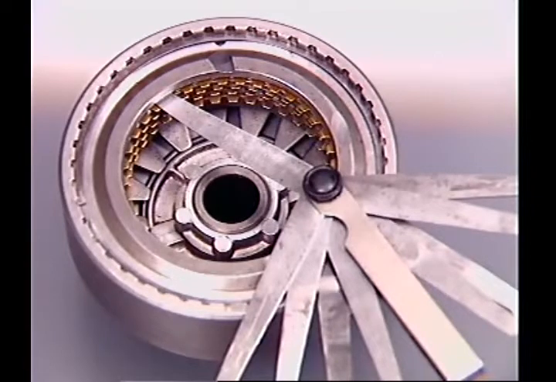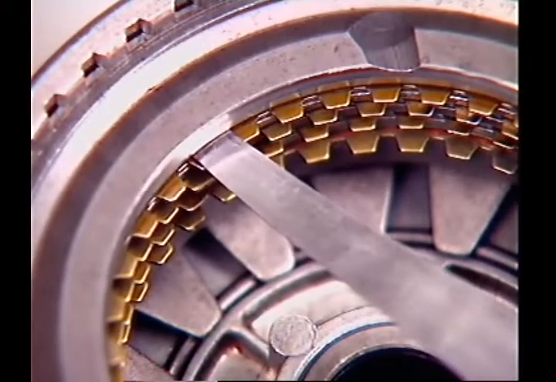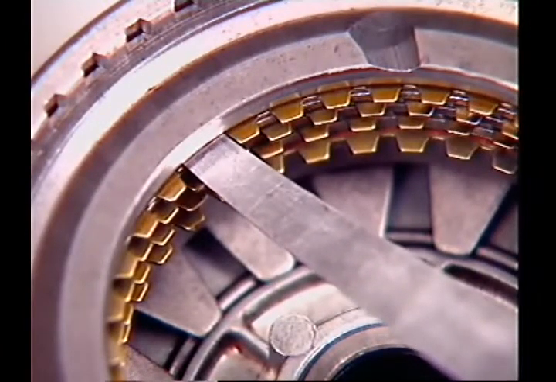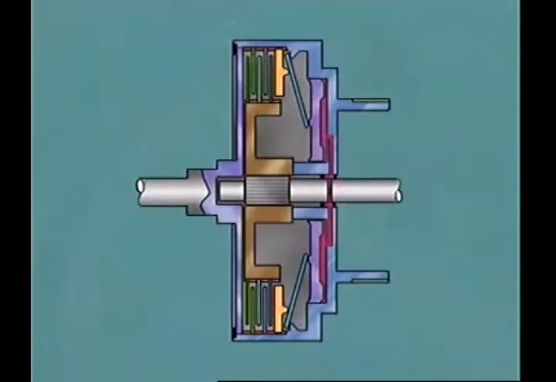In the released position, the plates must retain a set clearance. This allows them to separate from one another and avoid excessive or premature wear. Premature wear can also be caused by partial application of a clutch at high speed.